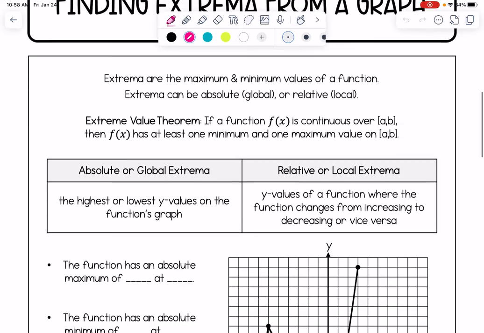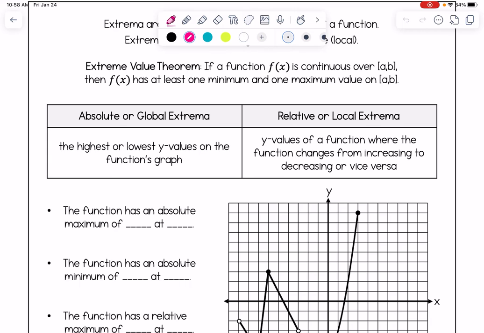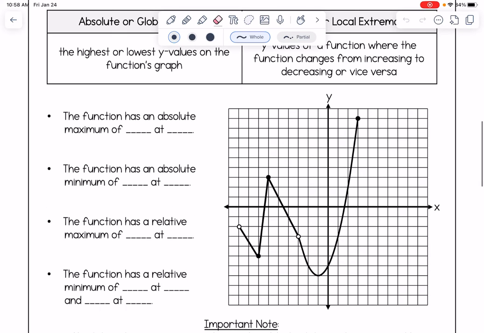All right, let's talk about the different types of extrema. Absolute or global extrema are the highest or lowest y values on the function's graph, whereas relative or local extrema are y values of a function where the function changes from increasing to decreasing or vice versa. Sometimes it helps to make sense of that by actually looking at a graph. So we have a piecewise graph, and we're going to find absolute and relative extrema here.